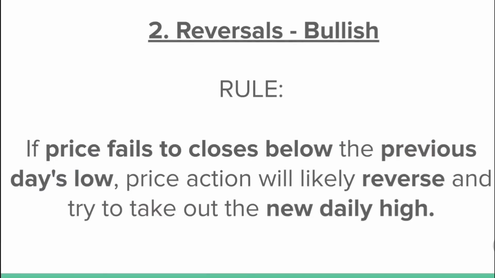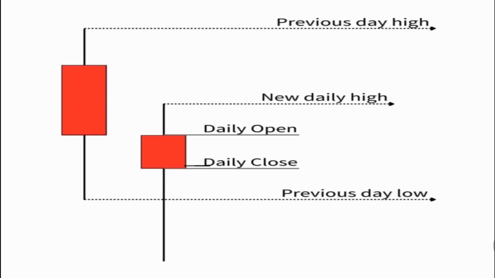Now we have to talk about the reversal and then the indecisive daily bias. For the reversals, we can be bullish or bearish. For the bullish reversal, we say that if price fails to close below the previous day's low, price action will likely reverse and try to take out the new daily high. Now this here failed to close below this low. In that case, we are expecting a bullish reversal.